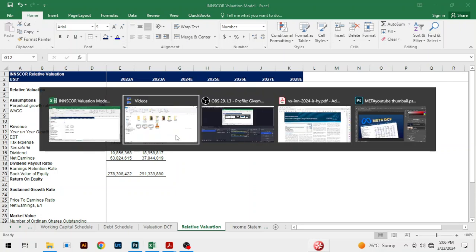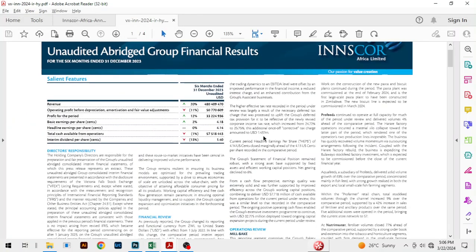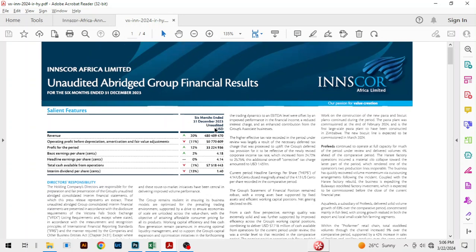15%. And then if we take a look at the half-year results that were just published, you will see that revenue grew by 20%. Which means Innscor Africa's revenue has great potential to even surpass that 15% annually, right? Or it can oscillate around 10%, 12%, thereabout.